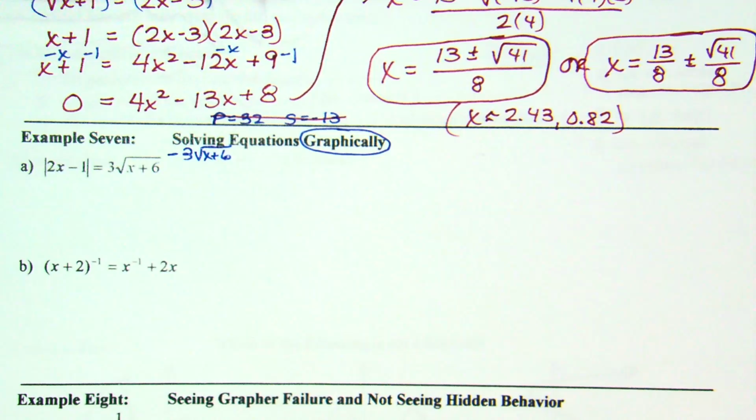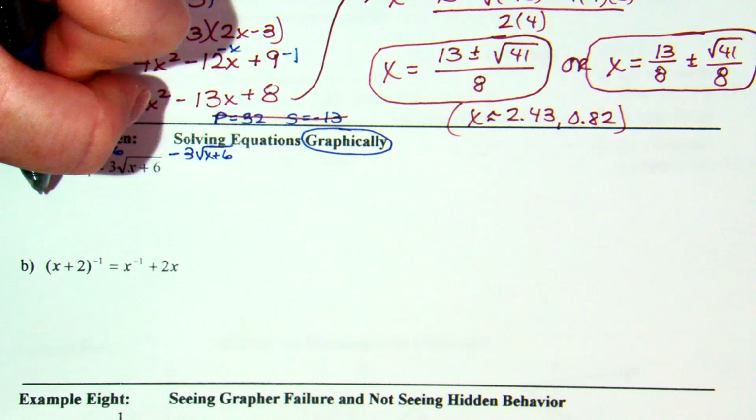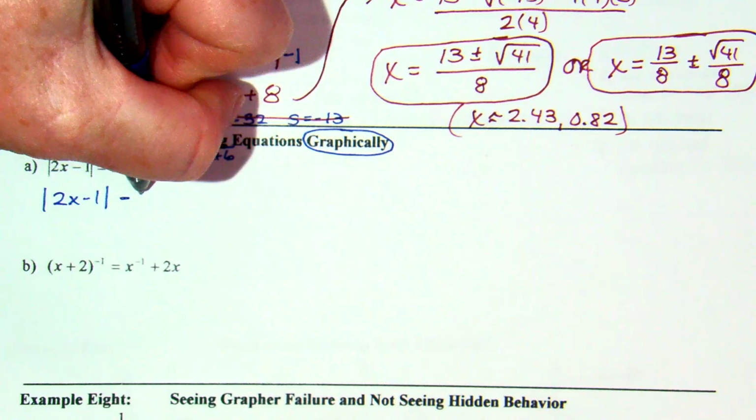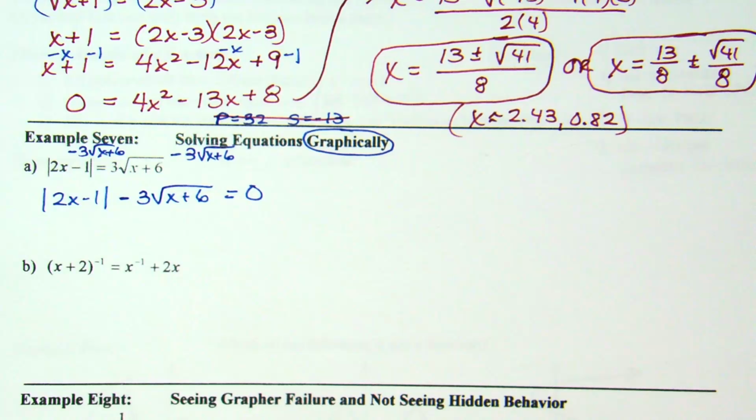That's all one term. So we're just going to subtract 3 radical x plus 6. What I do on one side, we do on the other side. So when I write this, I'm going to have the absolute value of 2x minus 1 minus 3 times the radical x plus 6, and then we're going to say what? Equals 0.